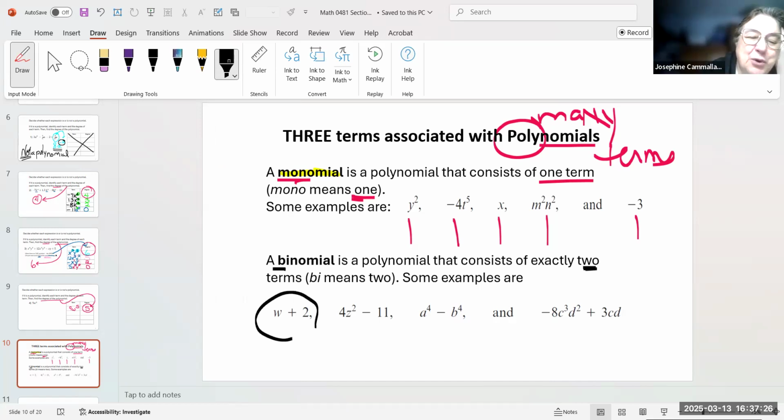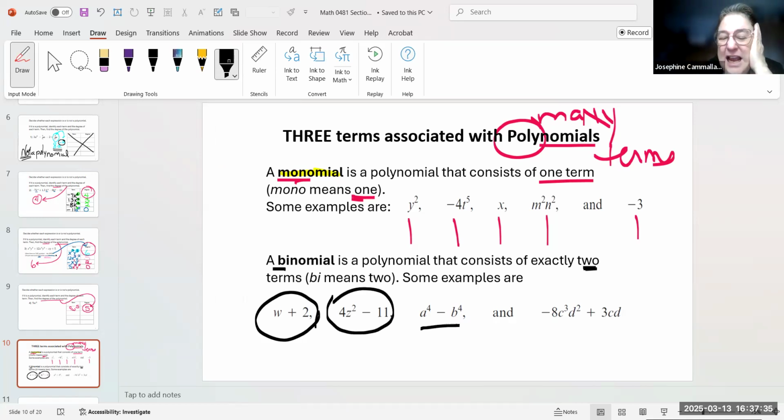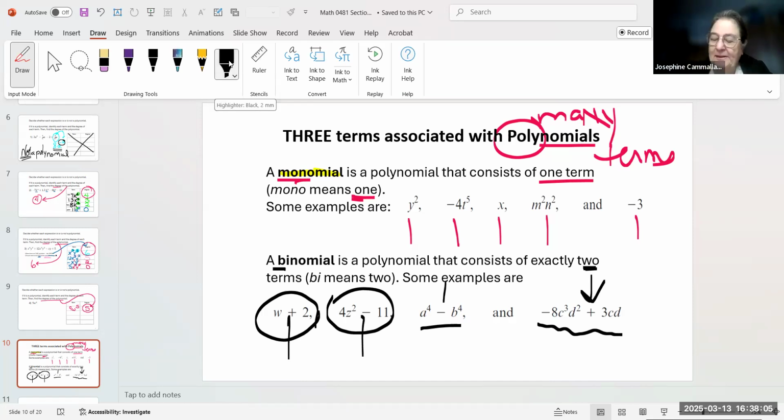Now look at this: w plus 2, 4z squared minus 11, a to the 4th minus b to the 4th. And this last one, well, it has more than one letter in each term: negative 8c cubed d squared plus 3cd. Now, you're going to notice that 2 terms are separated by a plus or a minus. Does it matter? No.